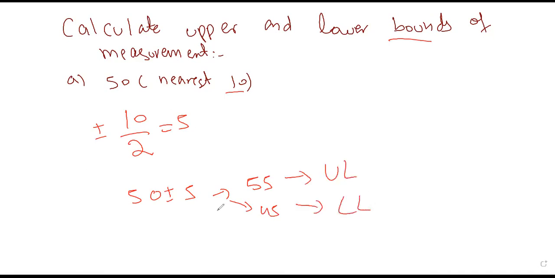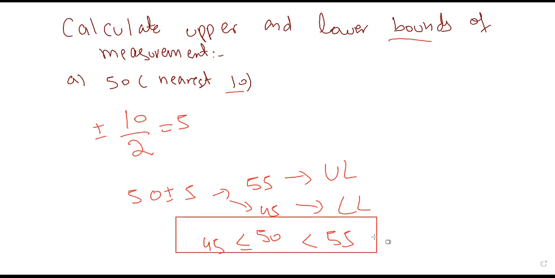And if you have been asked to write down the error interval, how will you write it down? 45 is greater than or equal to the measurement, which is smaller than 55. Yes. And this one, right? Yes. Okay. So you have understood this.